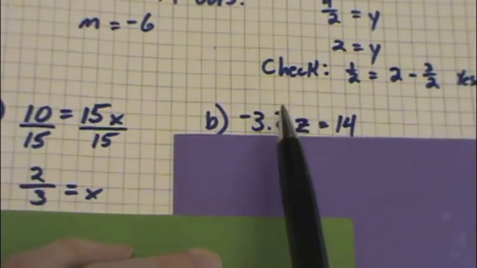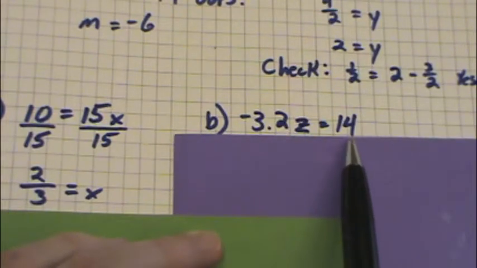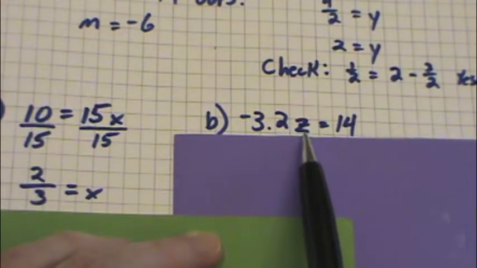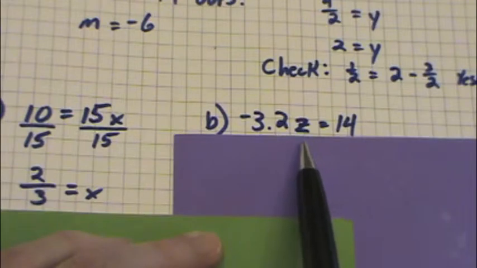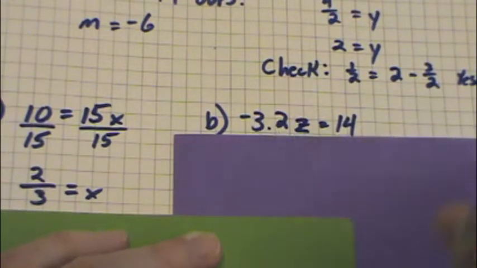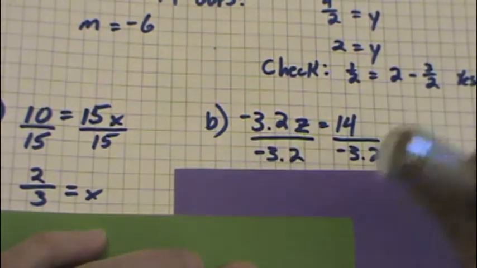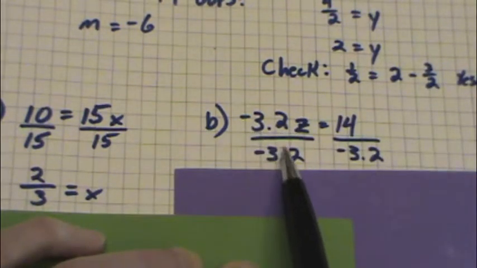Similar problem. This time we have a negative number. Negative 3.2z equals 14. We have to isolate the z. So let's divide each side by negative 3.2. Make sure you remember that negative. Don't make the silly mistake I did earlier. The 3.2's will cancel out.